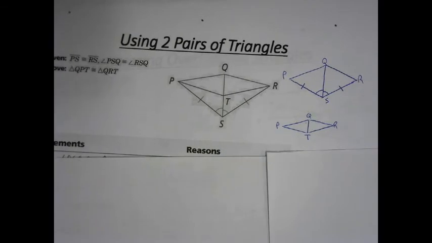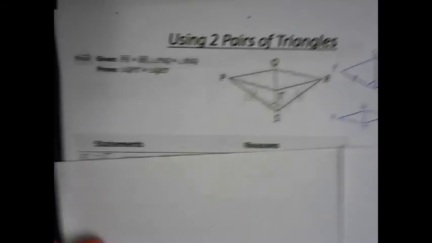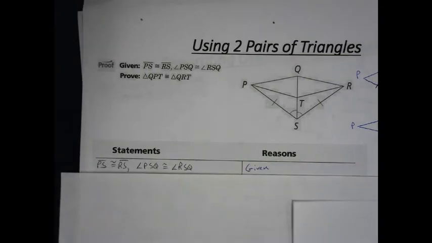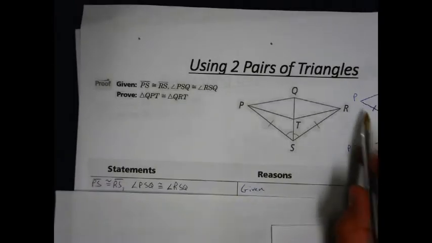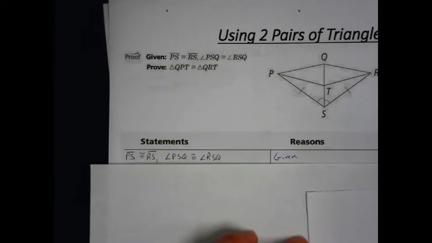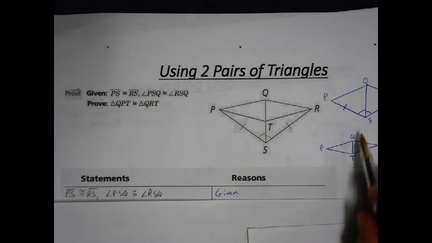So let's jump in. Begin with what we always begin with, the given stuff. Segment PS is congruent to segment RS, got it. And angle PSQ is congruent to angle RSQ, that's given, right? So what do we do now?